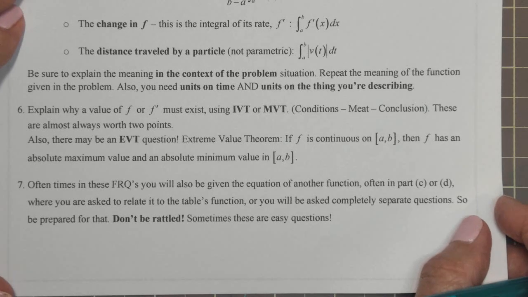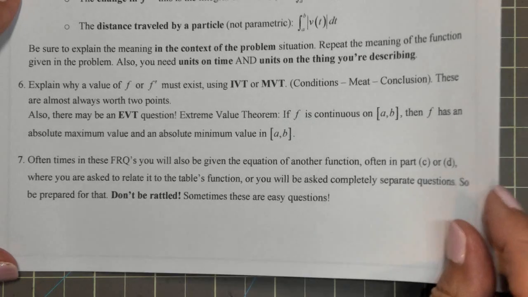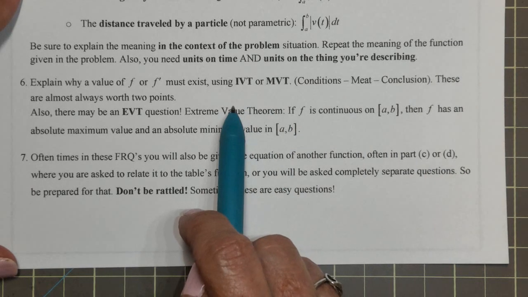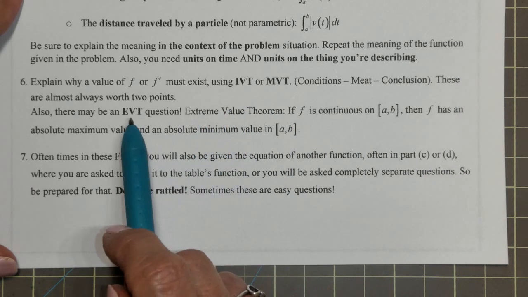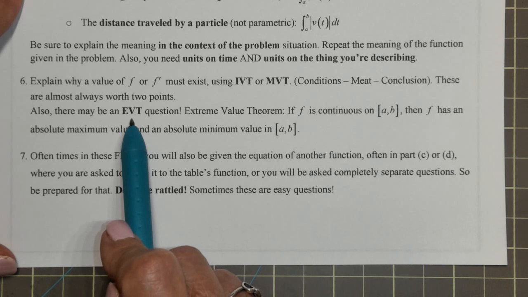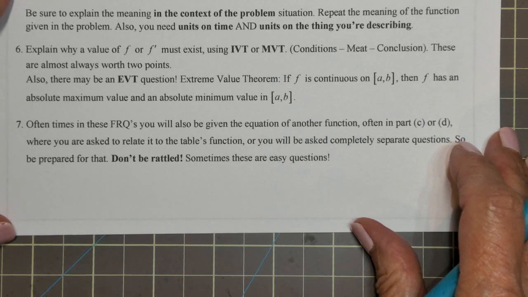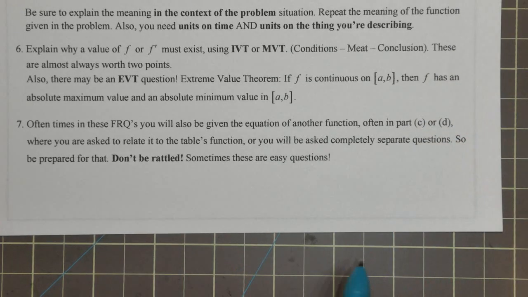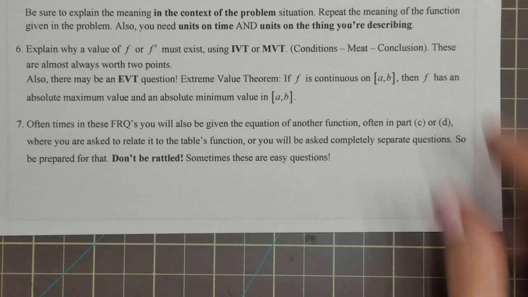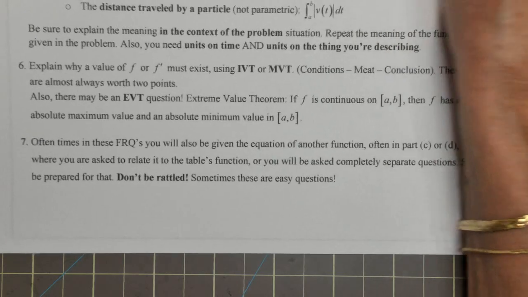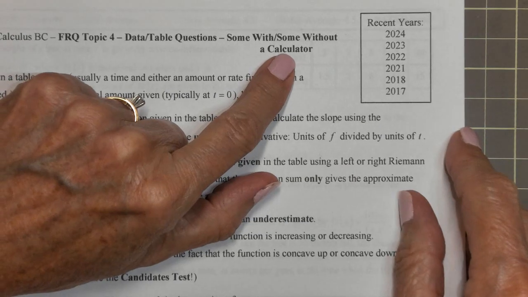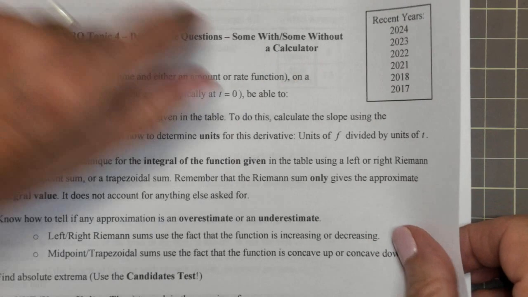For these problems, they like MVT and IVT. There might also be an EVT question, which just says that there has to be a min or a max. And then oftentimes in part D, you'll be given some other function. Some with, some without. So be ready for anything. Look at it.